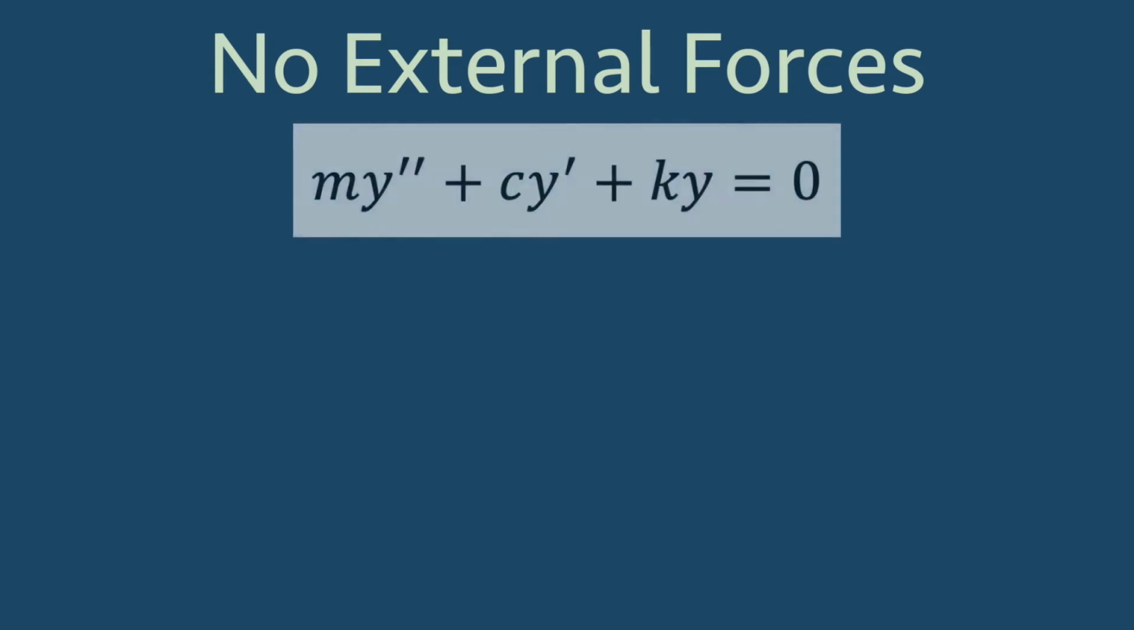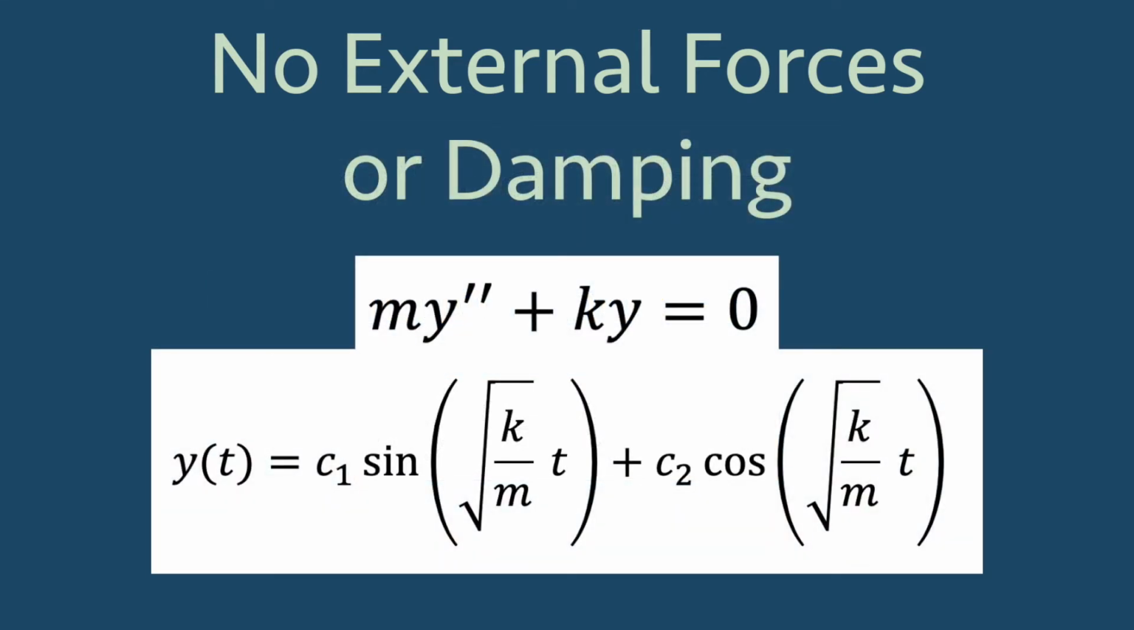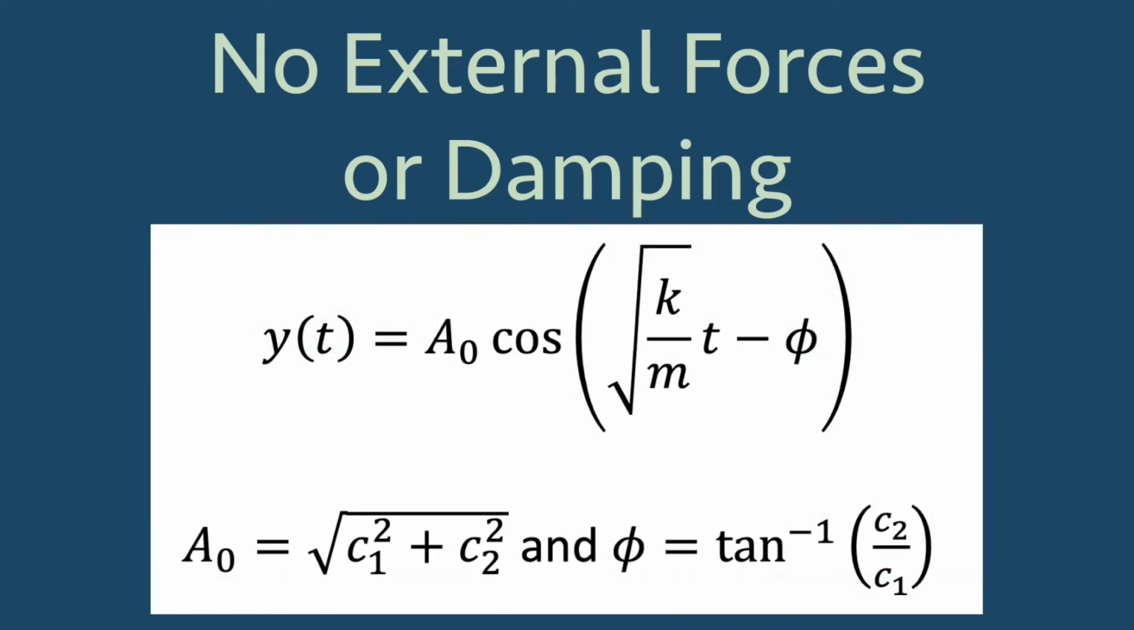If we consider the case where there are no external forces acting on the system, then we are considering the homogeneous differential equation m y'' + c y' + k y = 0. If there is no friction, meaning c is equal to 0, then the differential equation becomes m y'' + k y = 0, which yields solutions y(t) = c1 sin(sqrt(k/m) t) + c2 cos(sqrt(k/m) t), or simply y(t) = a0 cos(sqrt(k/m) t - phi), where a0 is equal to the square root of c1 squared plus c2 squared, and phi is equal to the inverse tangent of c2 over c1.